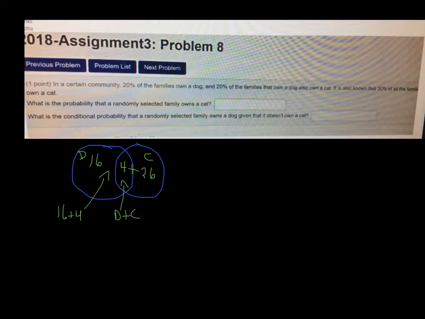So the question is, what is the probability that a randomly selected family owns a cat? So they're just saying, what's the probability of having a cat? And they told you that in the question. The probability is 30%, because 30% of all families have a cat. What is the conditional probability that a randomly selected family owns a dog, given that it doesn't own a cat? So you want the probability of owning a dog, given that you have no cat.